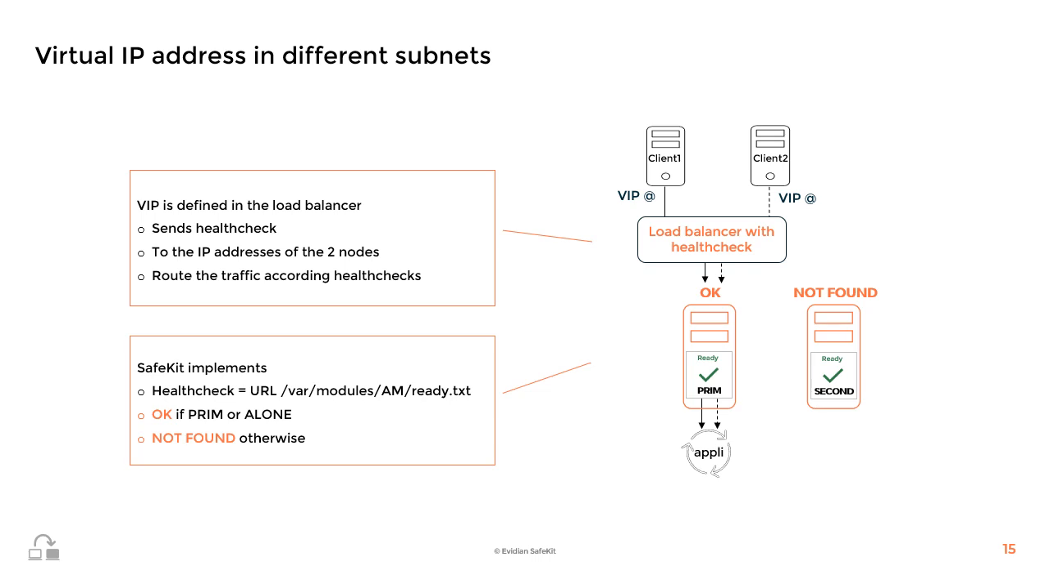In the text box of the slide, you have to replace AM in the URL by the name of the module. Note that the application must support this configuration with clients connected on the VIP of the load balancer, and with the application receiving connection from the load balancer on the physical IP address of the primary server.